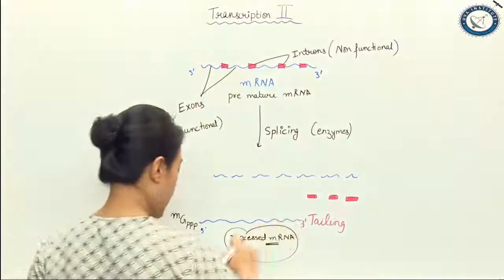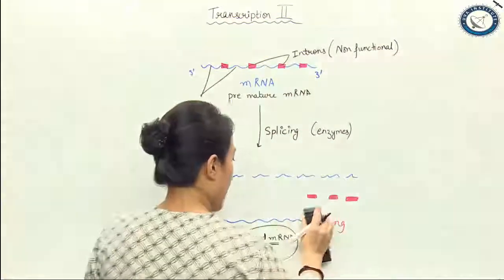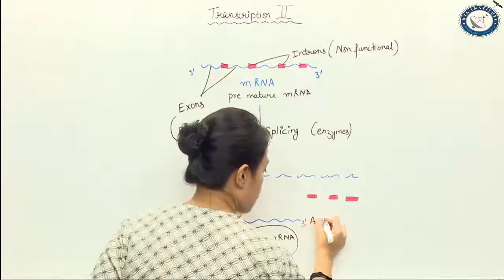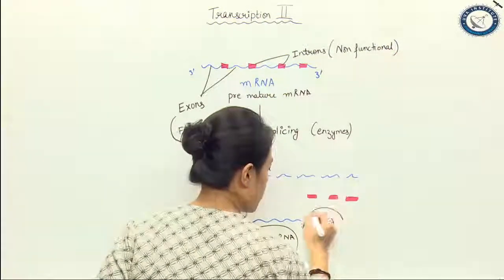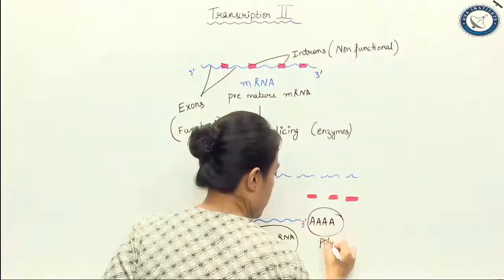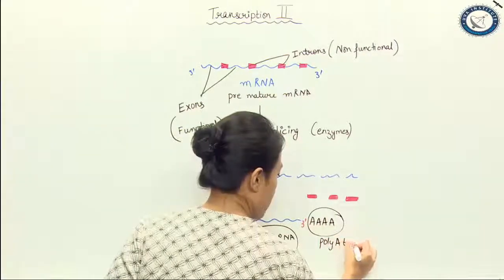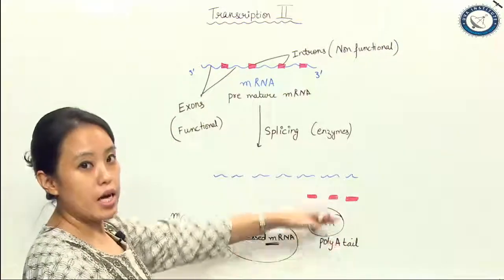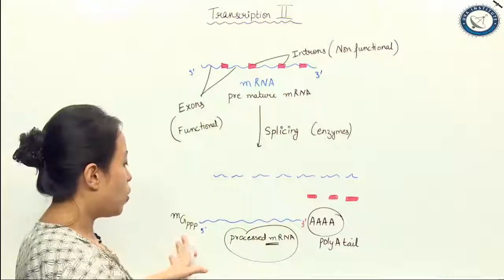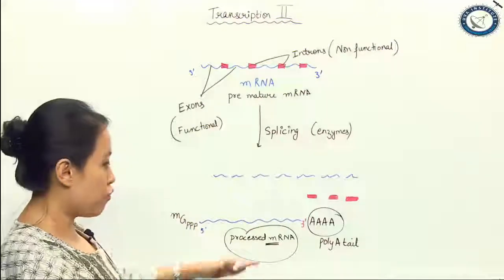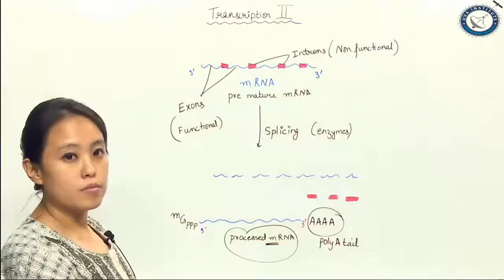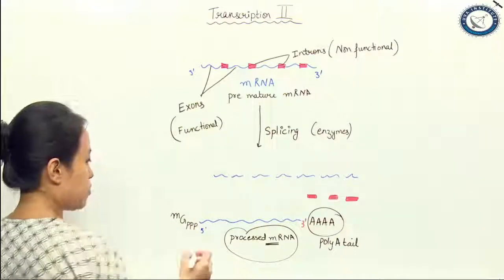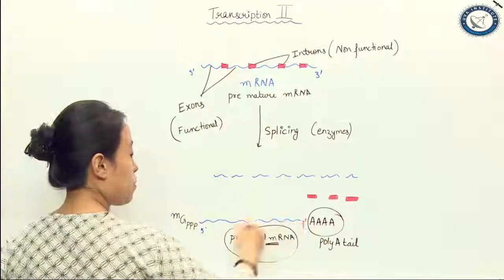And tailing means I'm going to add polyA tail. This is my polyA tail. PolyA means adenine, adenine, adenine, adenine. So now what I get at the end of my complete transcription process, after splicing, is my mRNA, which is completely processed.